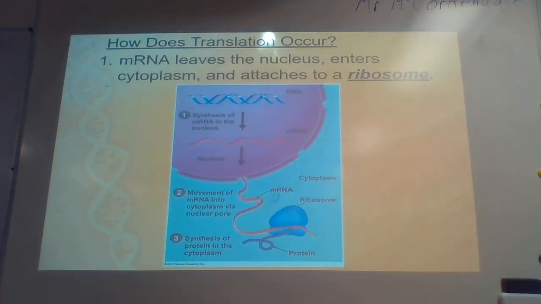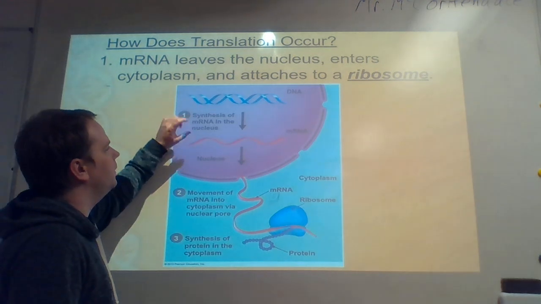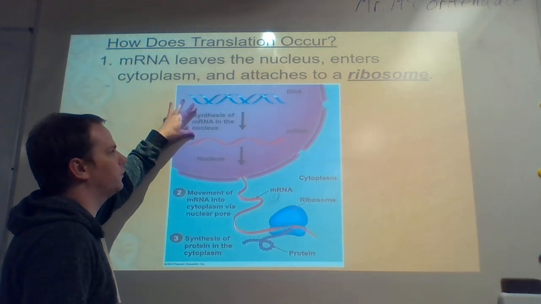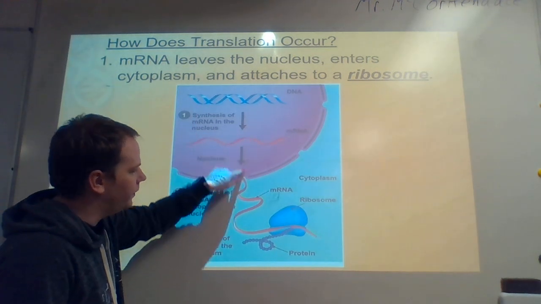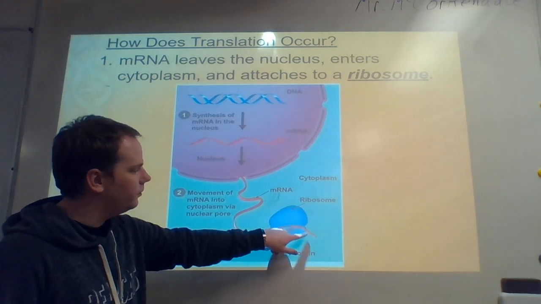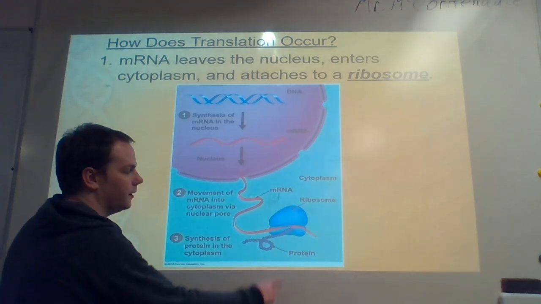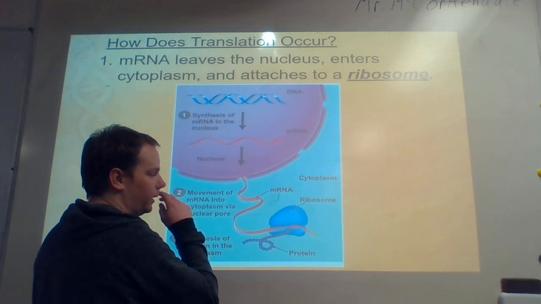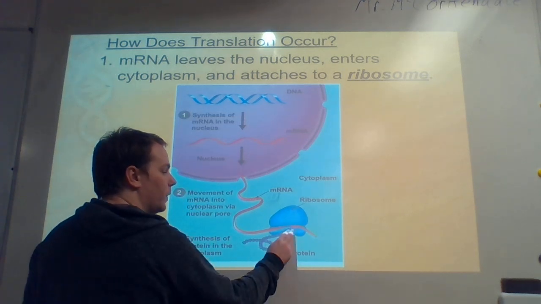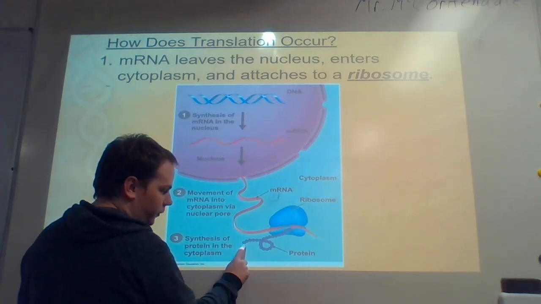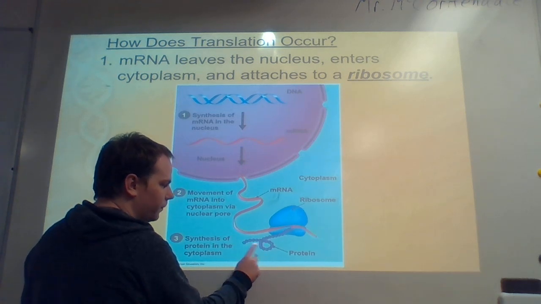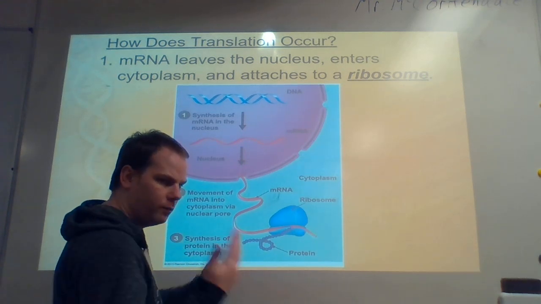So the mRNA leaves the nucleus, enters the cytoplasm. So we have our copy. This is transcription. We make our copy, send it out of the nucleus to the ribosome, it comes in this side, and for every codon, which we'll talk about in a sec, we add one amino acid. So each of these is an amino acid. A bunch of amino acids together is a protein.